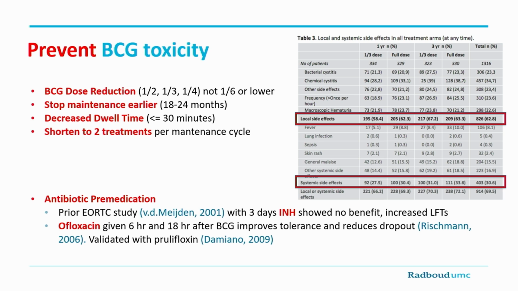How can you prevent BCG toxicity? Maybe dose reduction. I talked about the 1/3 dose. Stop maintenance earlier, maybe 1 year, 1.5 years. Decrease dwell time, less than 30 minutes might be an option, and then shorten to 2 maintenance treatments instead of 3. There are some studies that looked at that, and apparently you don't lose that much efficacy, but you do have less side effects. If you do antibiotic, don't use INH.